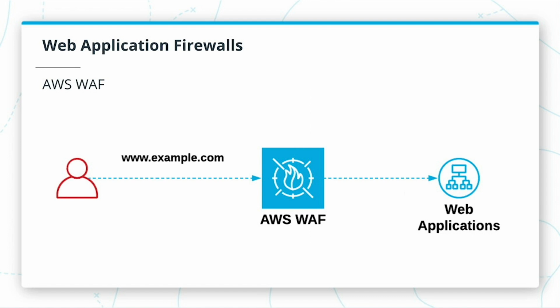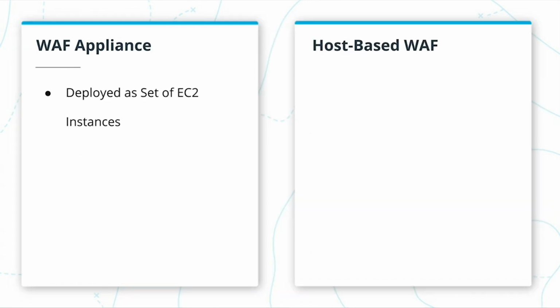AWS WAF can be placed in front of public-facing application services such as CloudFront, API Gateway, or EC2-based workloads in a transparent manner so that application endpoints don't need to change. A WAF appliance or network-based WAF can be deployed into a VPC as a set of EC2 instances to protect EC2-based application traffic. Example vendors include F5, Fortinet, Imperva, Cisco, etc.